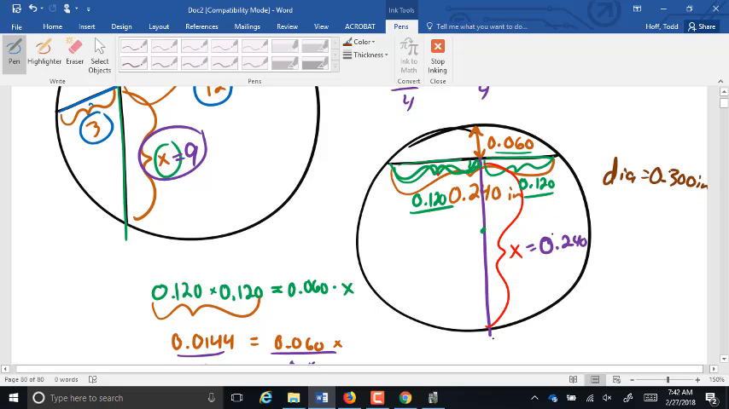I said 300 thousandths. I shouldn't say 3/10. It's mixing terminology a bit. 300 thousandths of an inch is the diameter of that piece. Make sense? Okay.